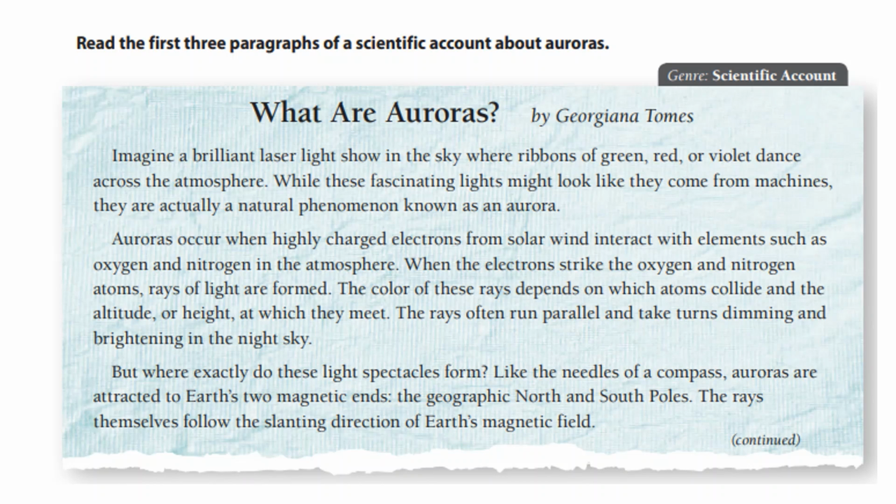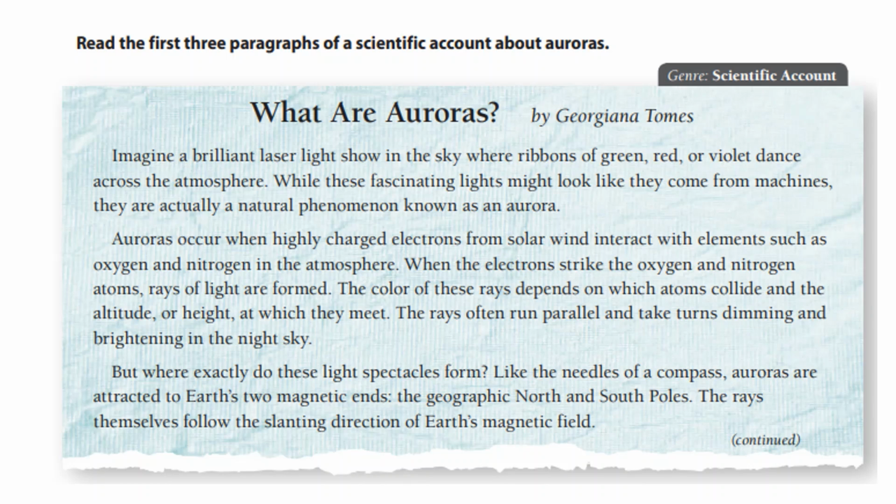So we're going to read this excerpt from a scientific account about auroras. You might have heard of the Northern Lights. The Northern Lights, its scientific name is an aurora. So there are auroras on the South Pole and North Pole. So our article, What Are Auroras?